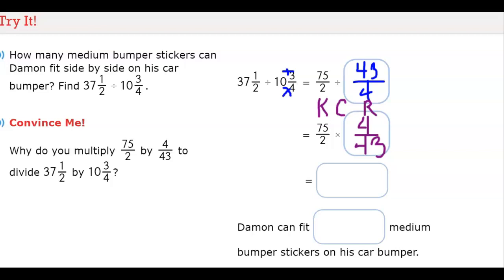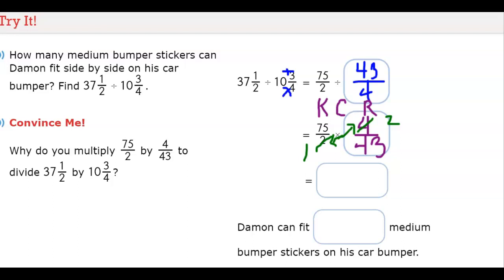So I like to simplify before multiplying straight across so that I don't have these huge numbers. So I'm going to look across diagonally at my 2 and my 4. They do have a common factor, and the greatest common factor they have is 2. So if I divide 2 by 2, I get 1. If I divide 4 by 2, I get 2. So now if I multiply straight across, my numbers are a little bit smaller.